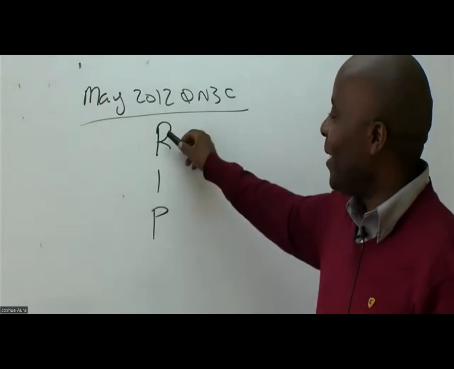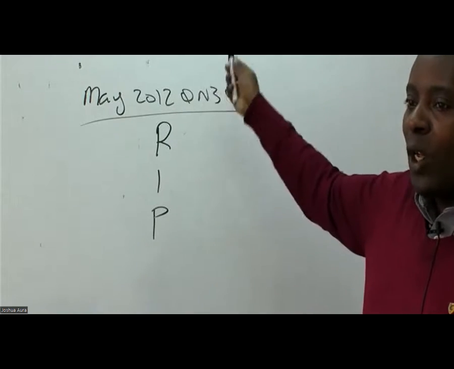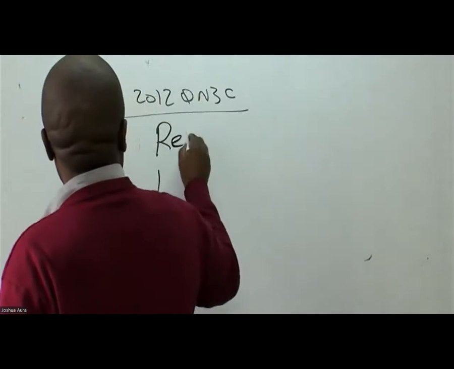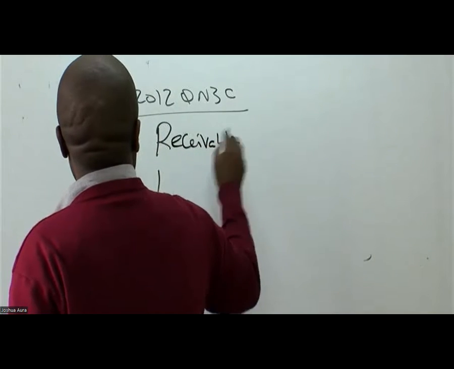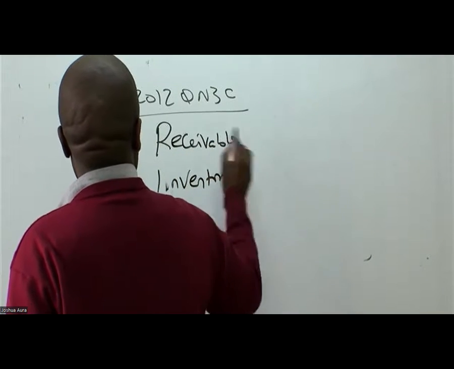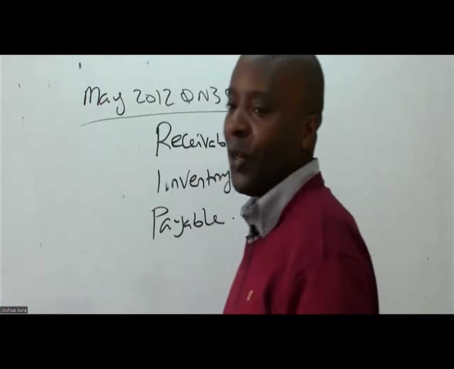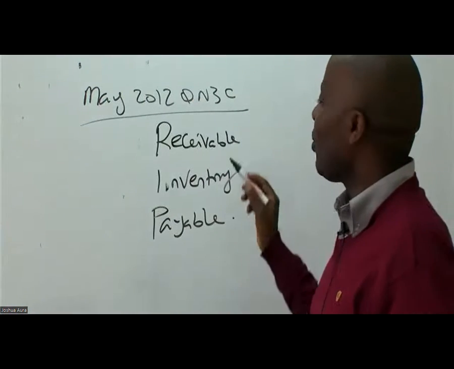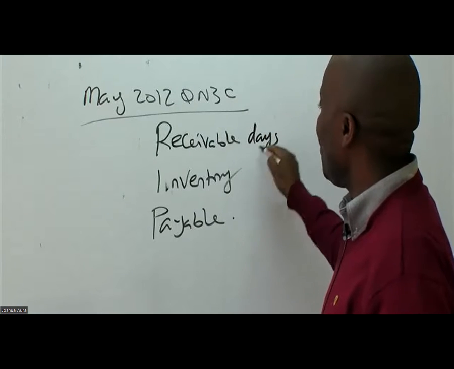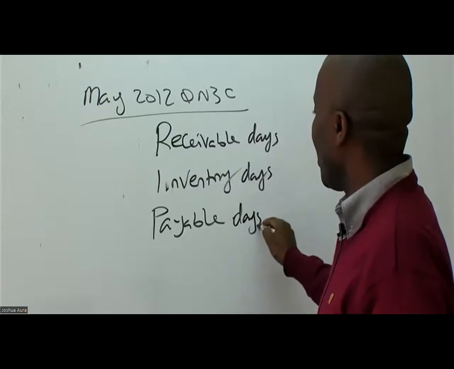So this rest in peace is just an acronym, which we normally use so much in terms of working capital. R stands for receivables, I stands for inventory, P stands for payables. So anytime we talk of working capital, you must always reason from these three. So in terms of the cash operating cycle, I would want you to give me the receivable days, inventory days, and payable days, right?